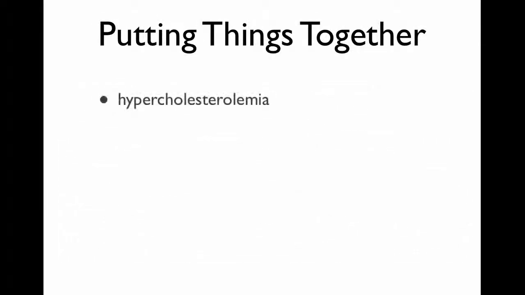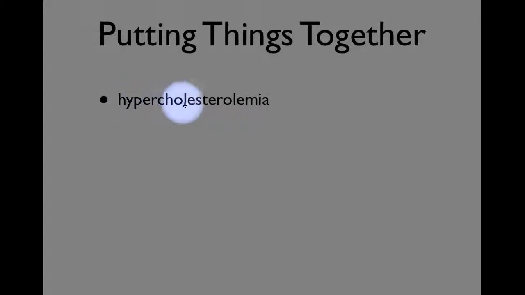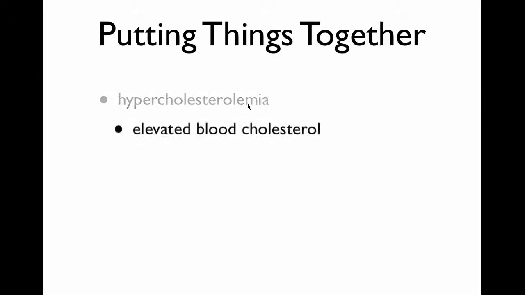So when you put it all together, we can take some big complicated words and break them down. So here is a three-parter for you, hypercholesteremia. So when you break it down, you can see that hyper, which means elevated, this refers to, of course, cholesterol, and emia, this is referring to a condition in the blood. It's elevated blood cholesterol.